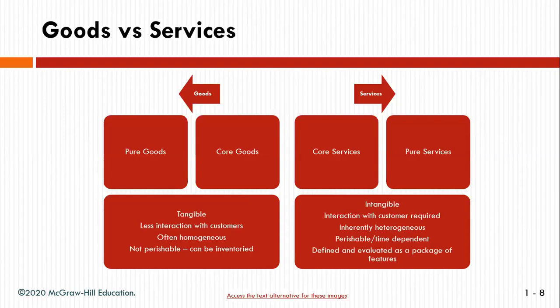So having a doctor not delivering, it's a loss. That's where it makes a difference between extremely good and extremely disservice. In the intangible, interaction with the customer is required. Inherently, it's heterogeneous, usually different, and it's perishable, time dependent, as we said, and defined and evaluated as a package of future. So you need to look to differentiate between all of these, whether we have a good, extremely good, or extremely services, or a combination of them.